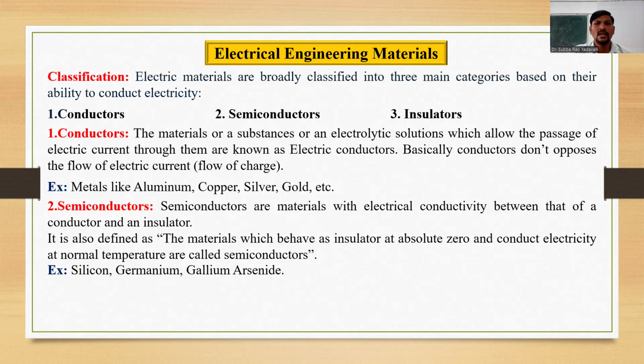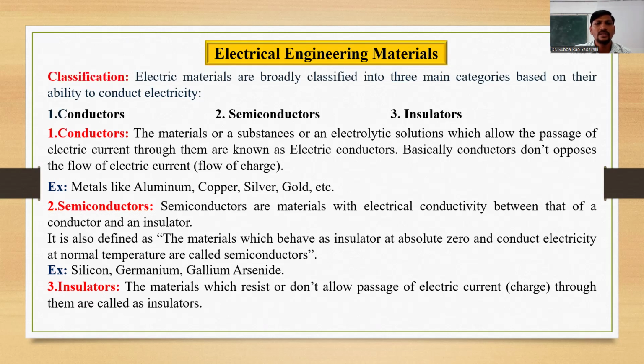Next, the third one is the insulator. Insulators are the materials which resist, or do not allow, the passage of electric current through them. That means they do not allow electricity to pass along with them. For example, rubber, silica, mica, glass, PVC. These are the examples of insulators.